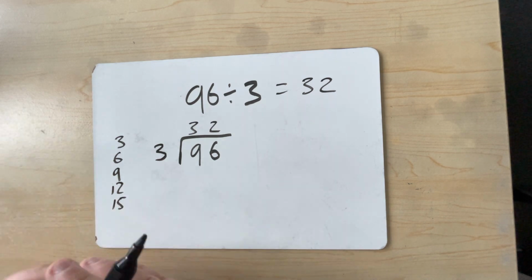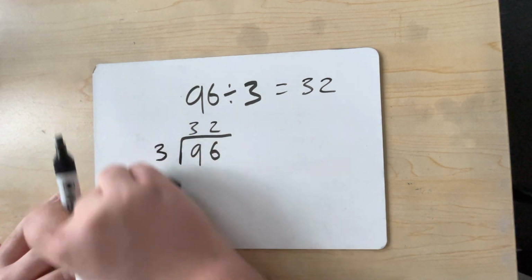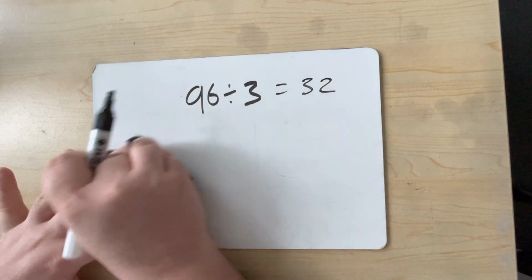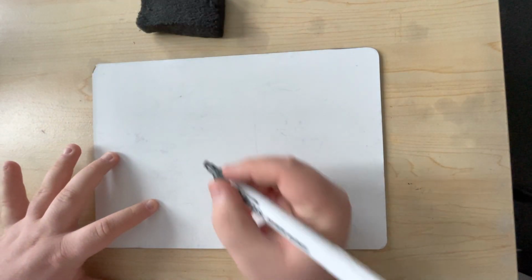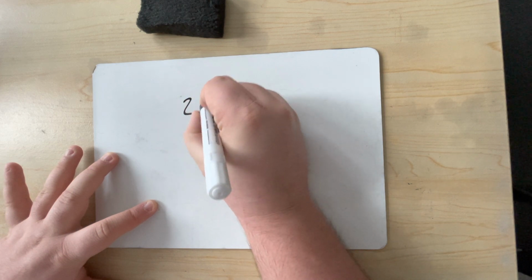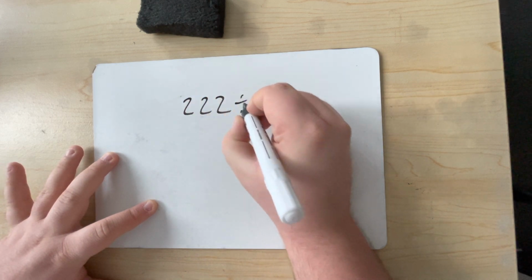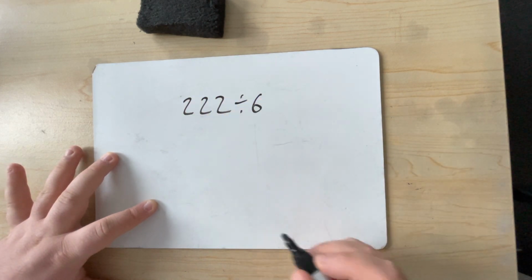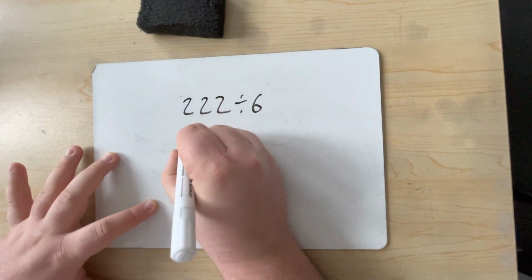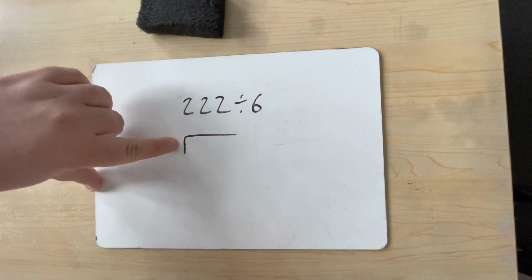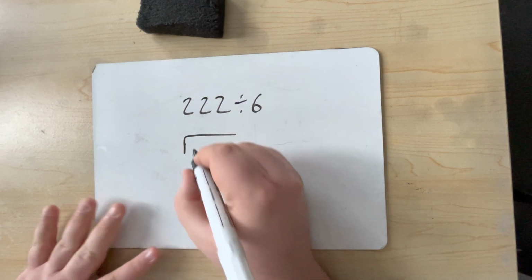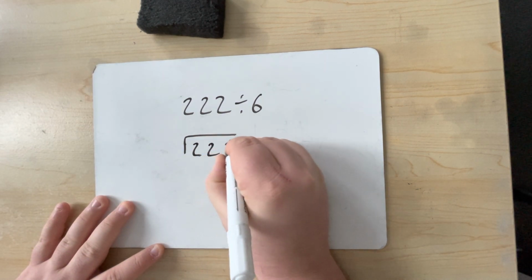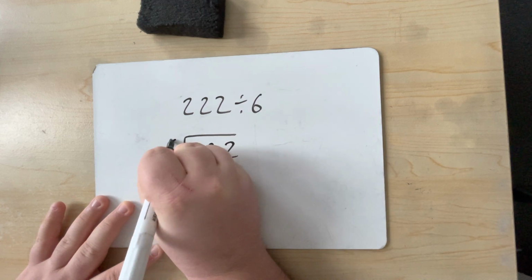So let's do a more complex example. One of the scenarios that you might have is carrying numbers across. Again, this is another part of the bus stop method that people really struggle with. So we're going to have 222, and we're going to divide it by 6. Same method as before: we're going to draw the bus stop, put this number inside the bus stop, and this number is going to go on the outside.